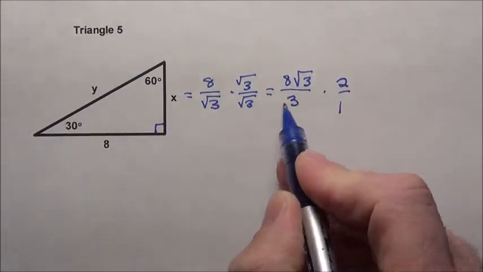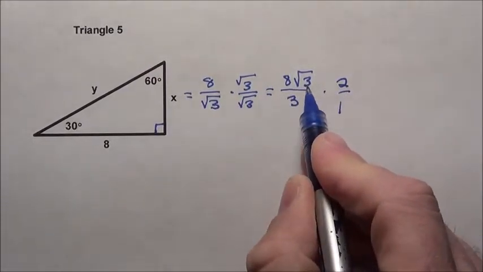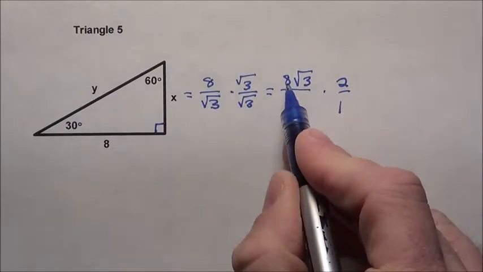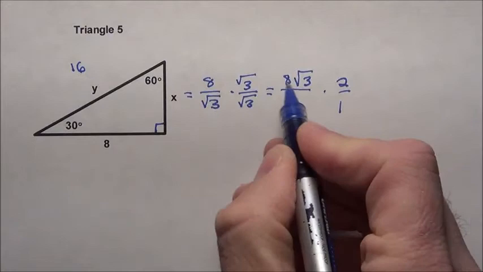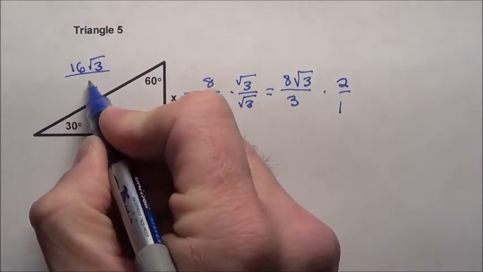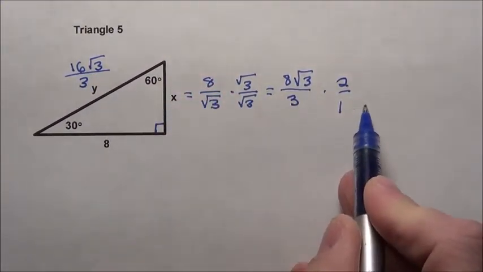Well, when I multiply it by 2 over 1, the 2 does not multiply inside that radical. It multiplies outside of it. So it'll be 8 times 2, which is 16 root 3 divided by the 3. 3 times 1 is 3.